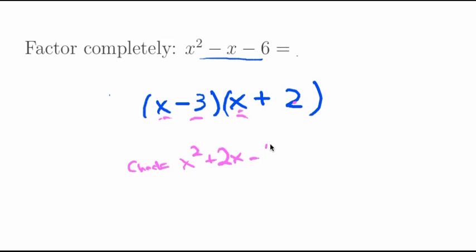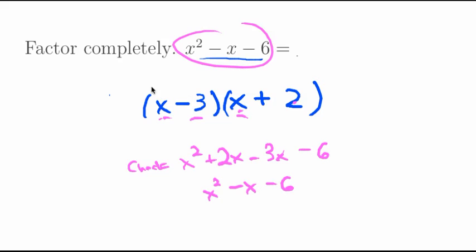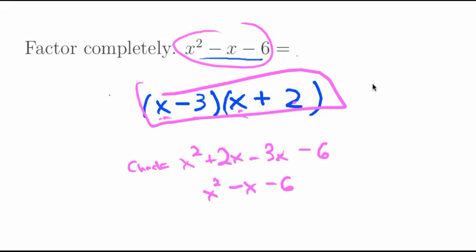Inner gives me minus 3x, last gives me minus 6, and combining the like terms, x squared minus x minus 6, which is what I wanted. So this right here is my answer. Check. Moving on to the next one.